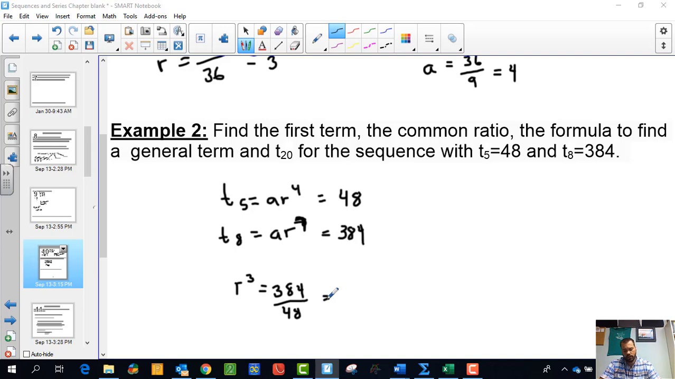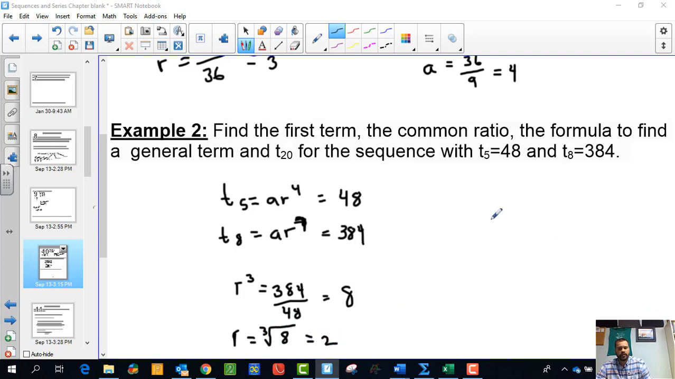Let's see. I think 384 divided by 48 is 8. That's what I thought, but I didn't want to say for sure unless I knew. So then R is the cube root of 8, meaning it's 2.